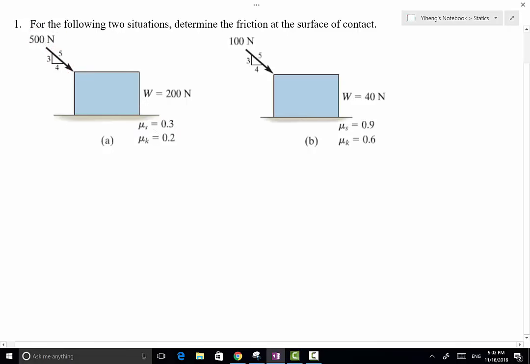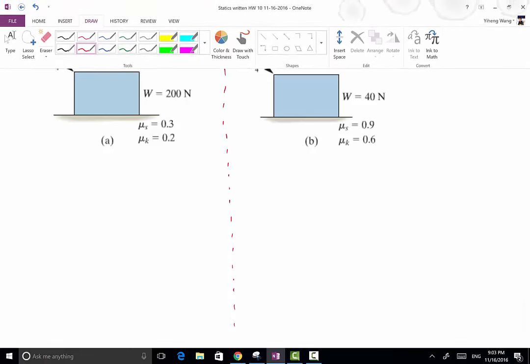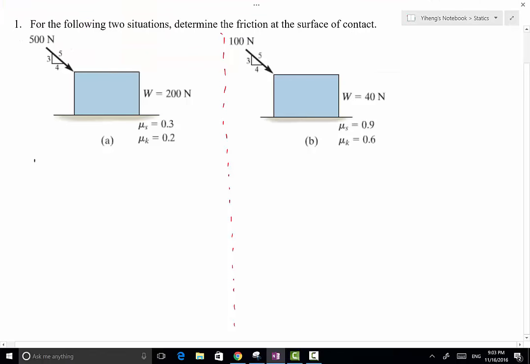So the problems are really basic and also similar. So let me start with the first one on the left. So we always start with a correct free body diagram, just like doing any other problems in statics up to this point. So we have weight force. Normally, if it's not specified, we assume the box is uniform. Therefore, the weight force is right here at the center, 200 Newton.